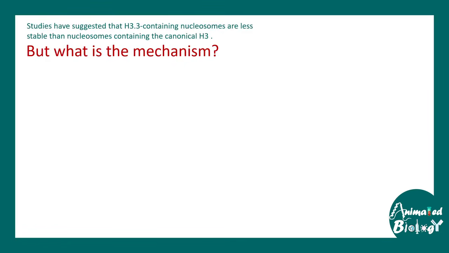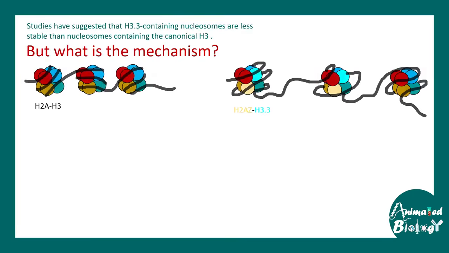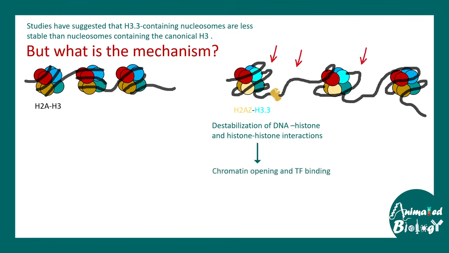Okay, but what is the mechanism? What is so special that if H3.3 or H2AZ is recruited, it would augment the transcription? It turns out that H2AZ and H3.3, when recruited, destabilize the histone-histone and DNA-histone interaction. That means chromatin conformation now changes. It opens up and helps the transcription factor to be recruited and specifically bound in a region. So it increases accessibility by destabilizing the nucleosome.